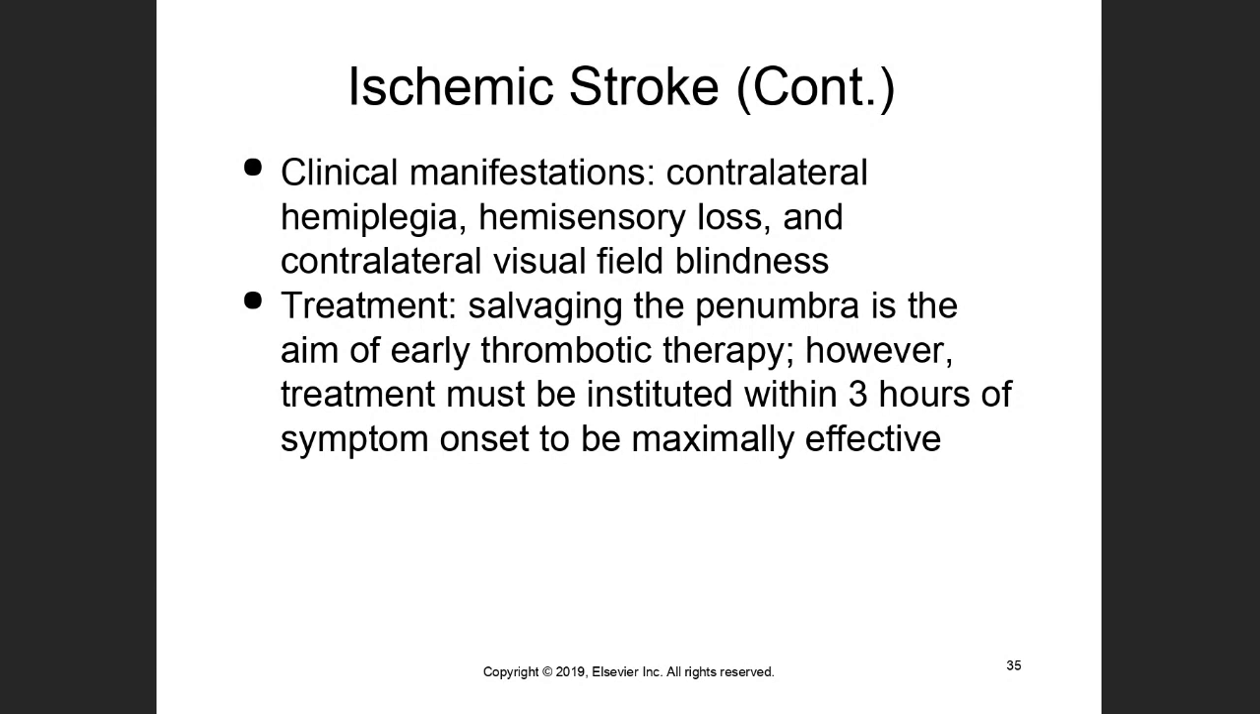The most common sign and symptom is contralateral hemiplegia. Treatment: salvaging the penumbra is the aim of early thrombotic therapy. However, treatment must be instituted within 3 hours of symptom onset to be maximally effective.